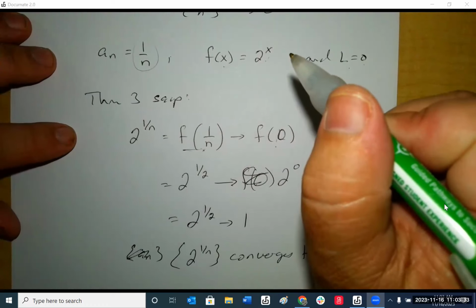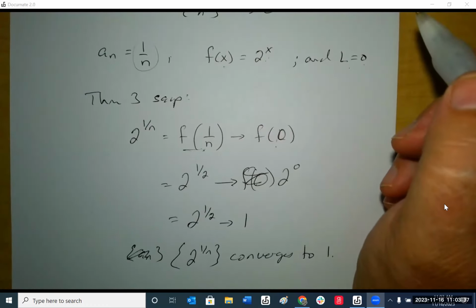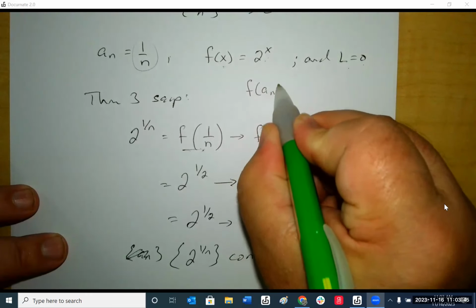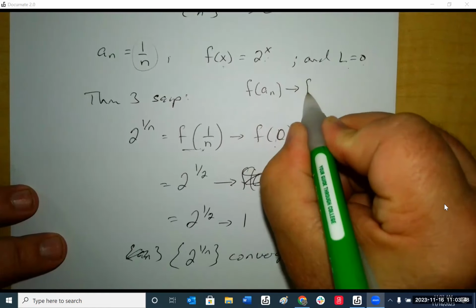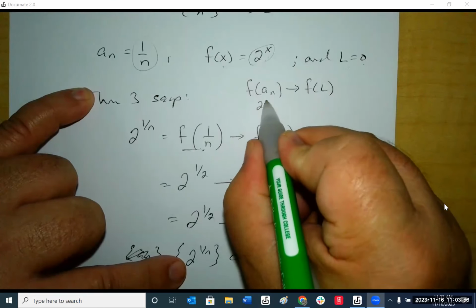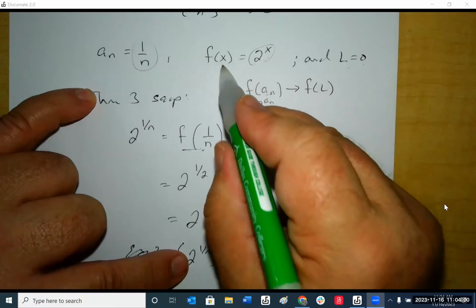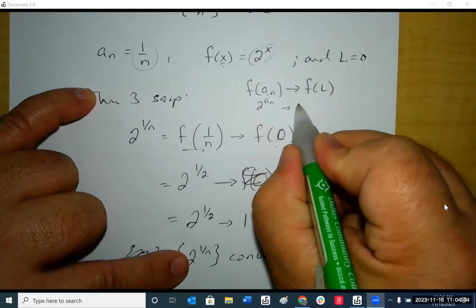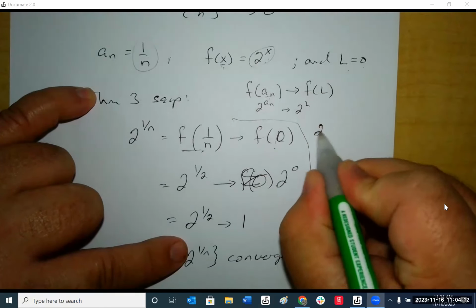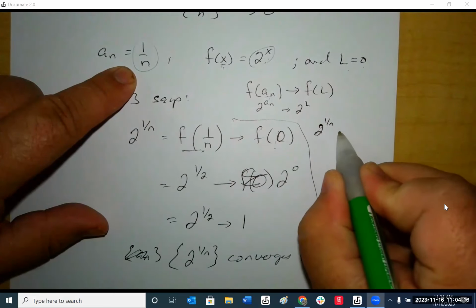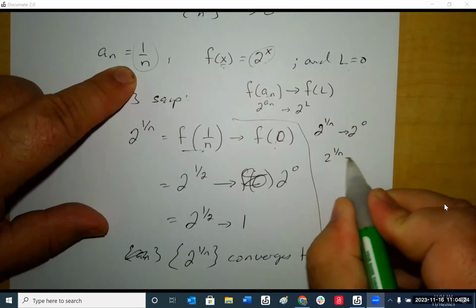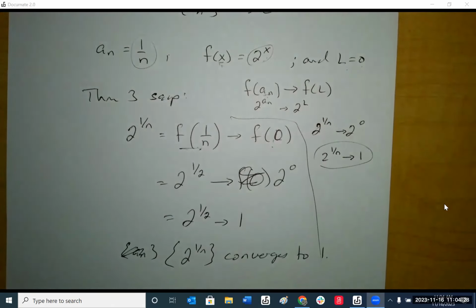Okay, so our theorem said this: f of a sub n approaches f of L. The function we have is 2 to the x. So it's going to be 2 to the power a sub n. I changed my x value to a sub n. This becomes 2 to the power L. A sub n is 1 over n. L is 0. So 2 to the power 1 over n approaches 1. That makes a lot more sense. Okay.